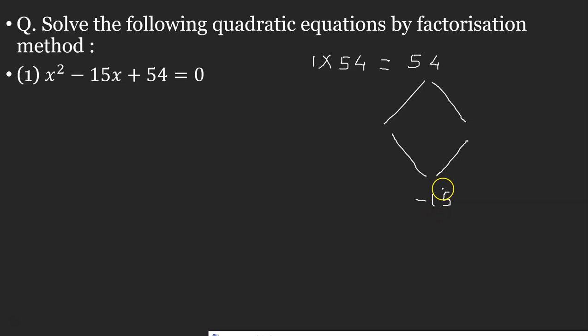And here, what are the two numbers whose product is 54? We can say that 9 and 6. Okay, if I write here 9 and here 6, the product has a plus sign but the sum has a minus sign.